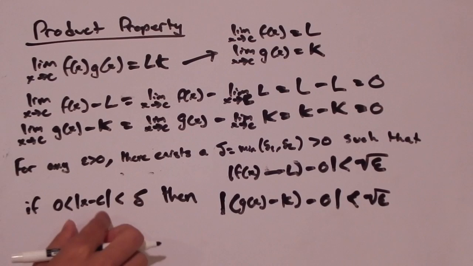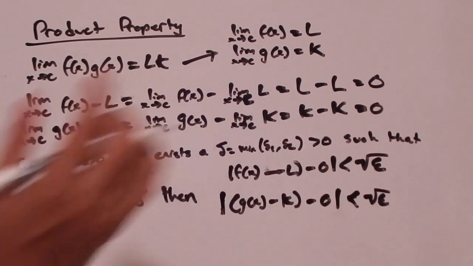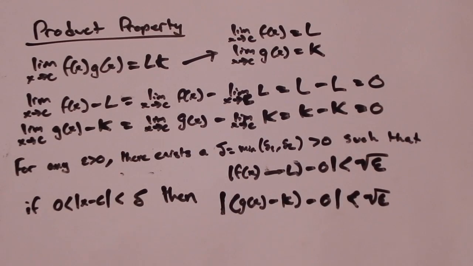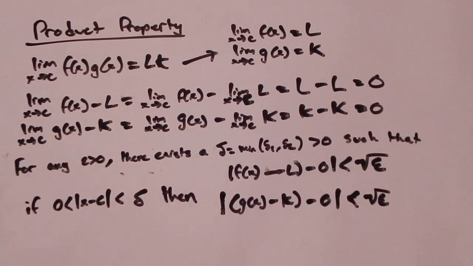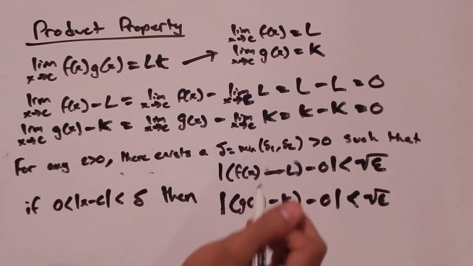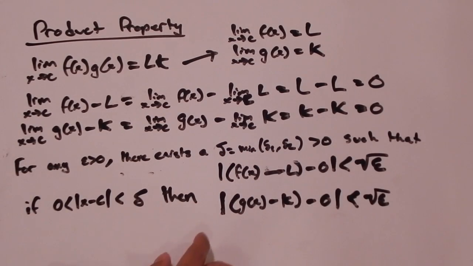So all these x values make both these statements true. And we've gone over that before with number lines, so if you need to review that, please do. So we know that in this interval of x values, the absolute value of f of x minus L minus 0 is going to be less than the square root of epsilon, and the absolute value of g of x minus k minus 0 is also going to be less than the square root of epsilon.